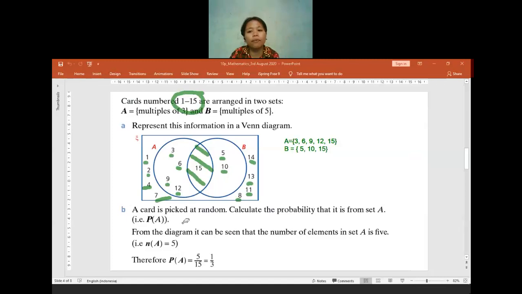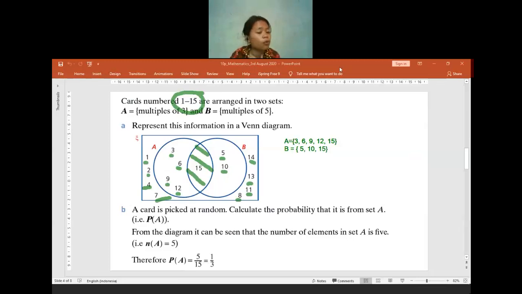So we take 5 out of in total, because the cards start from number 1 until 15. So it means in total there will be 15 members. So the probability of getting any member from set A will be 5 out of 15. Is there anyone who is confused, or maybe I talk too fast?